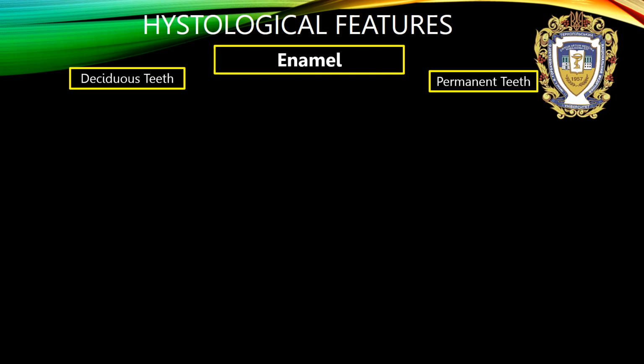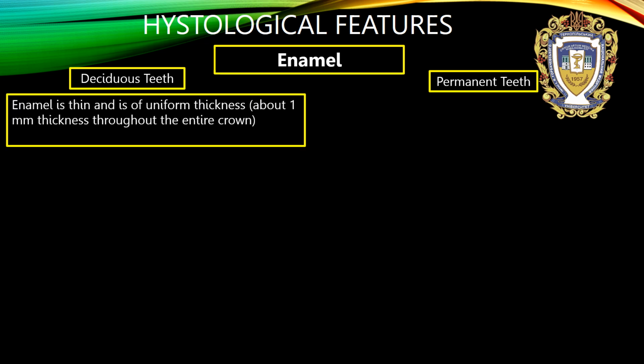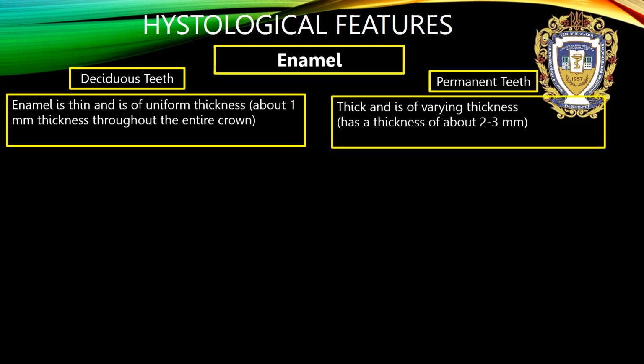So, what about enamel? In temporary teeth, enamel is thin and of uniform thickness, about 1 millimeter throughout the entire crown. In permanent teeth, it is thick and of varying thickness, with a thickness of about 2 to 3 millimeters.